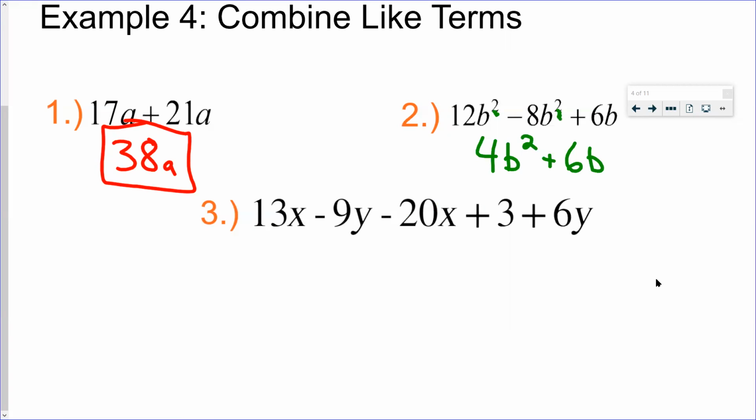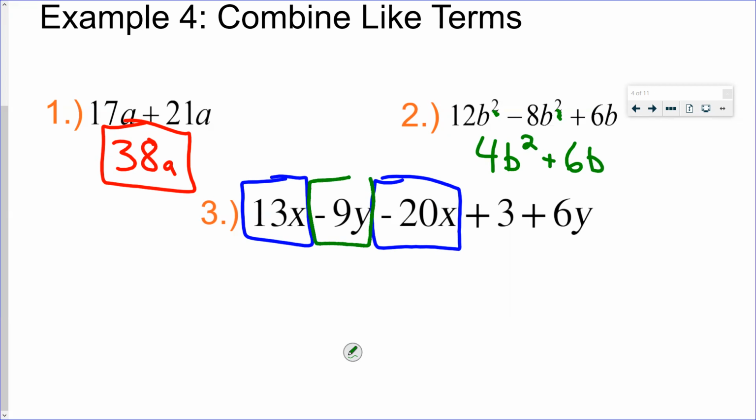All right. So we have 13x minus 9y minus 20x plus 3 plus 6y. There's a lot of terms going on here. So let's identify our like terms. Let's start with x. So we've got 13x. We've got the 20x, but remember, we have to include this minus with the 20x. Is there any other x's? Nope. All right, let's use green. Okay, we've got a 9y, but there's a minus in front of it. Is there any other y's? Ooh, there's a 6y, and there's a plus in front of that. And then the 3 doesn't have any friends to combine with here.